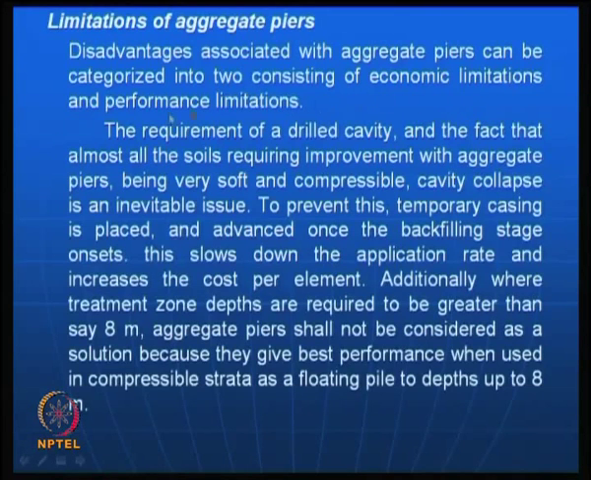It can be economic limitations and performance, the requirement of a drilled cavity. You need a drilled cavity, and the fact that almost all the soils requiring improvement with aggregate piers are very soft and compressible, cavity collapse is an inevitable issue. Before you withdraw the auger, if the cave collapses, it is a problem. So one should have a means of doing it, whether I can leave a casing there or withdraw a casing. Sometimes a temporary casing is provided and advanced. Once the backfilling stage onsets, this slowly slows down the application rate and increases the cost per element.